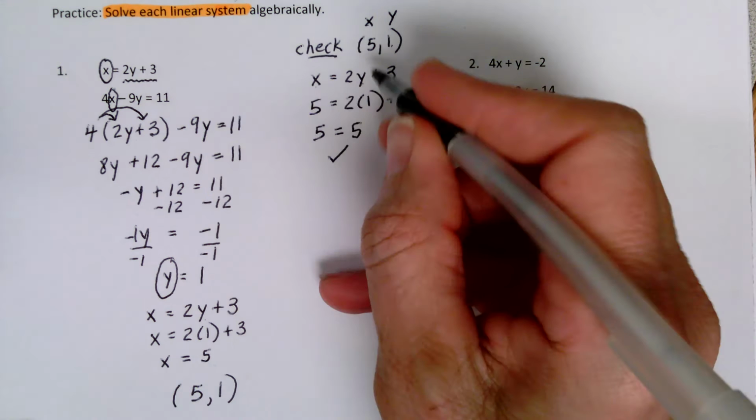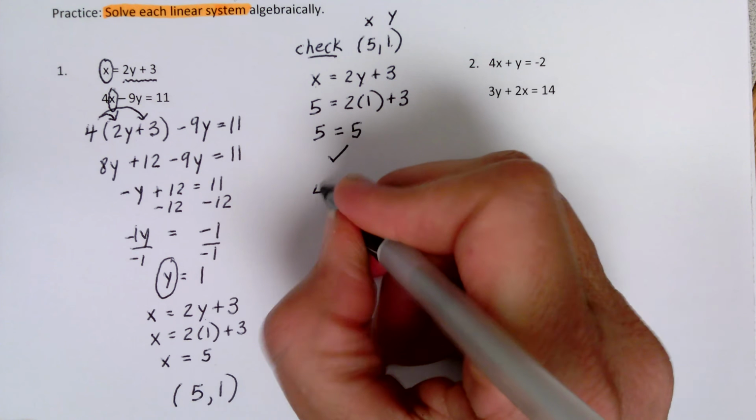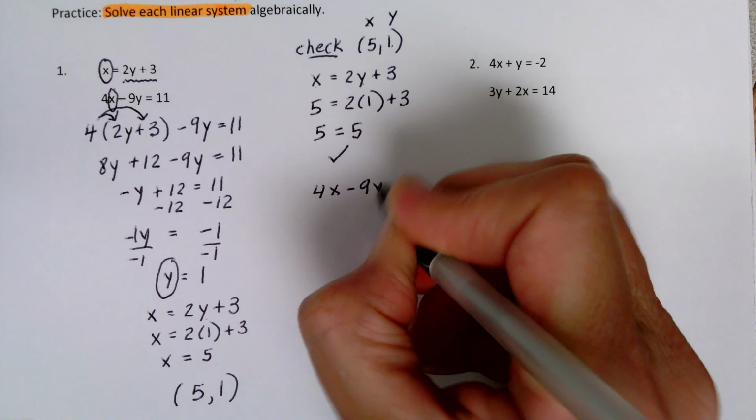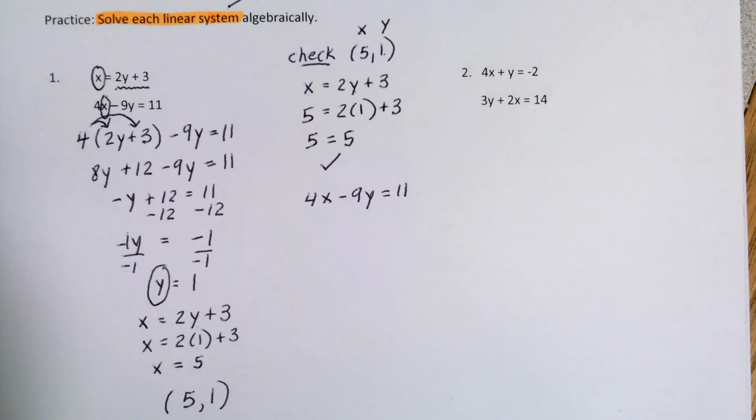All right, let's substitute that ordered pair in the second equation. 4x minus 9y equals 11. Pause the video, substitute that in, and then see if that works as well.